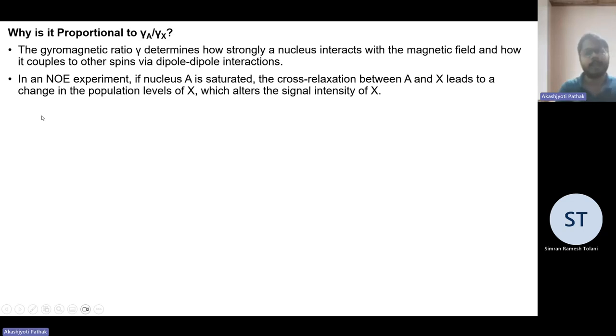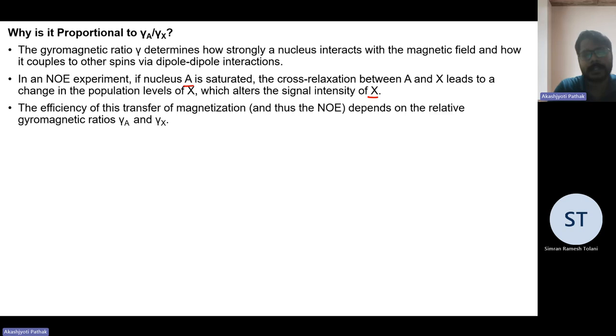Now, in an NOE experiment, if the nucleus A is saturated, the cross relaxation between A and X leads to a change in population levels of X, which alters the signal intensity of X. So due to this dipolar coupling between these two nuclei, if nucleus A is saturated, there will be a change in the population levels of X. And therefore, we will see a difference in the signal intensity of X. The equilibrium intensity and the intensity after the perturbation will differ.